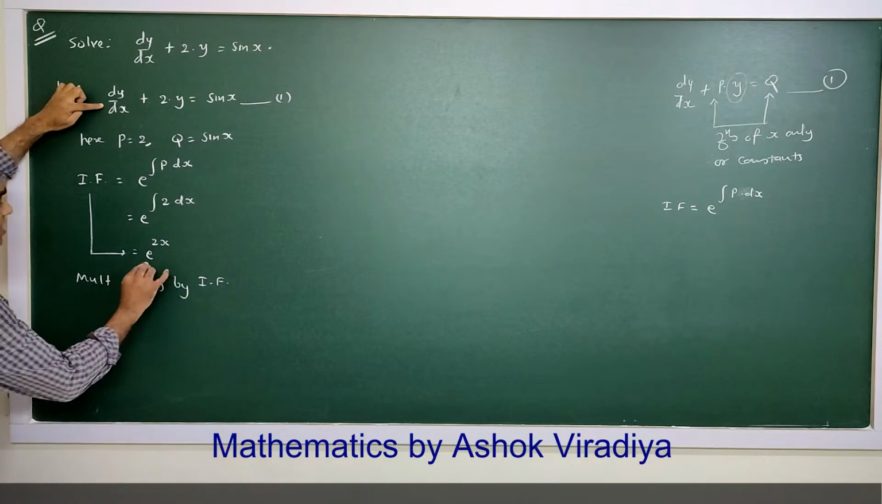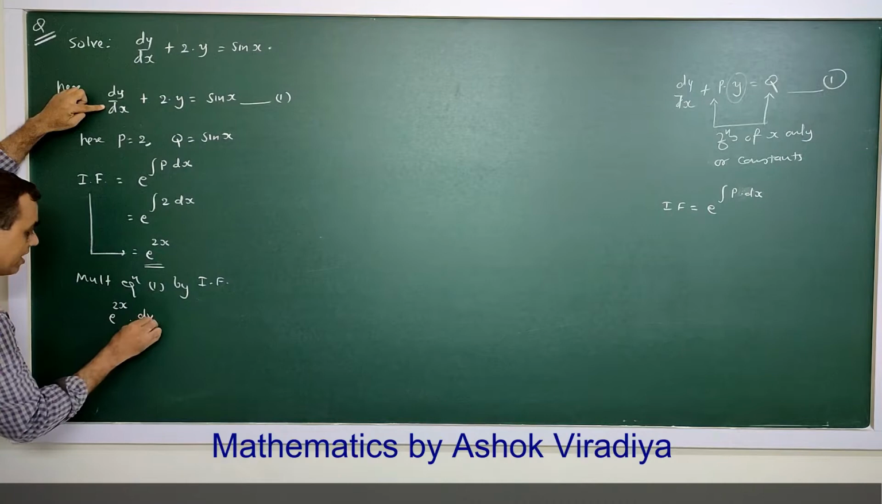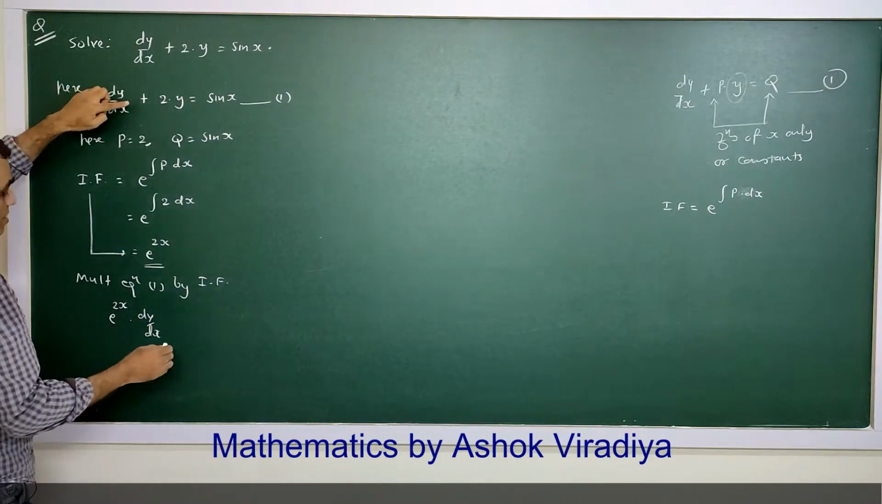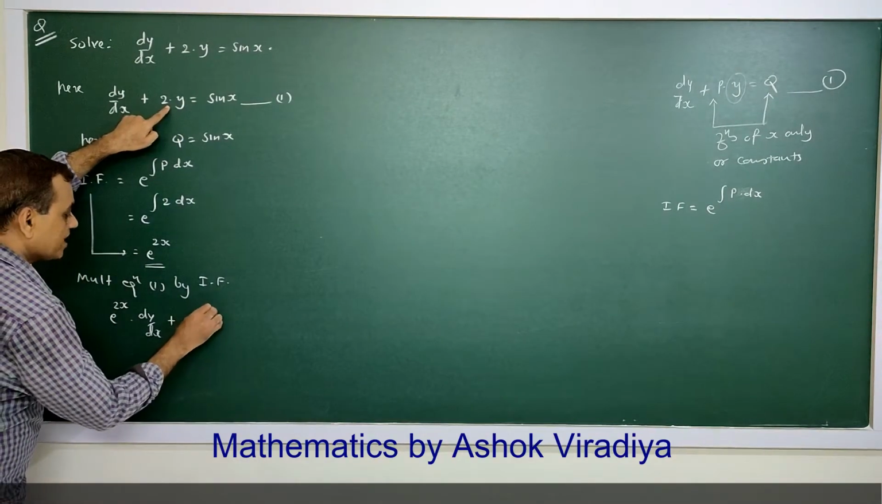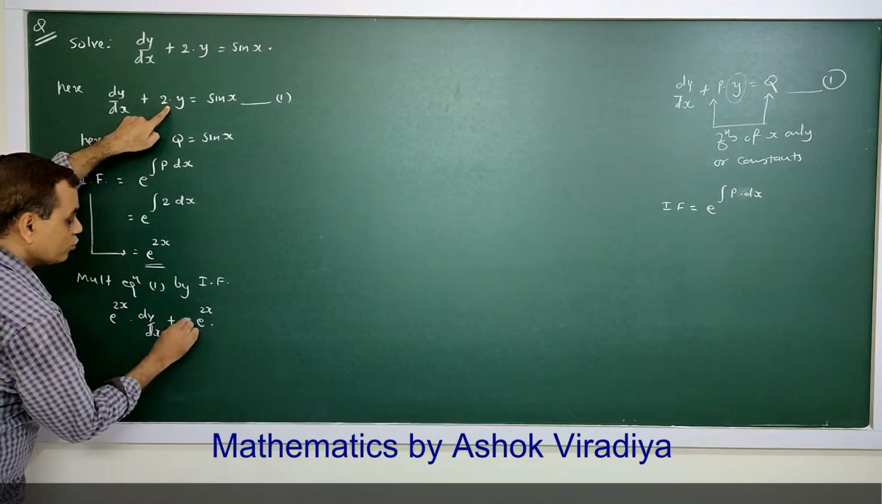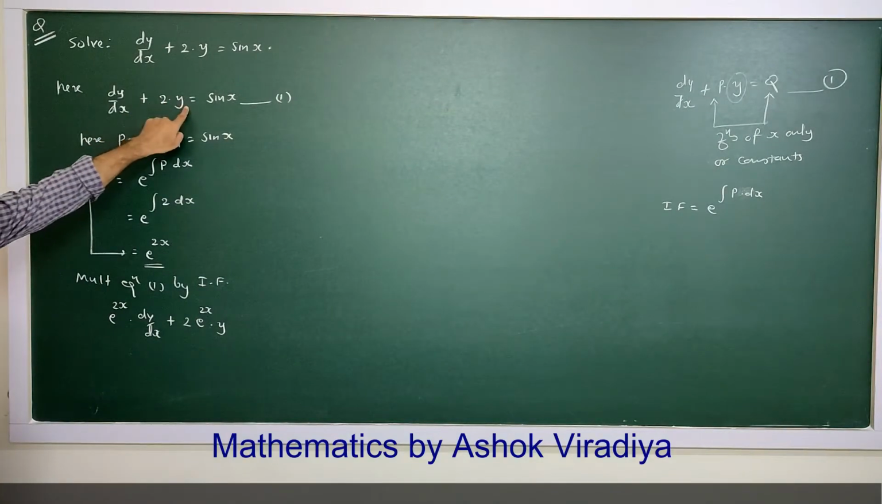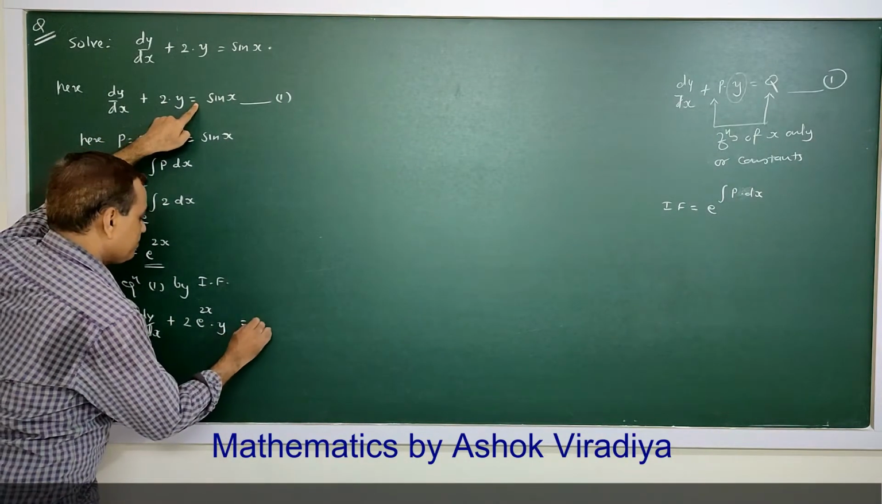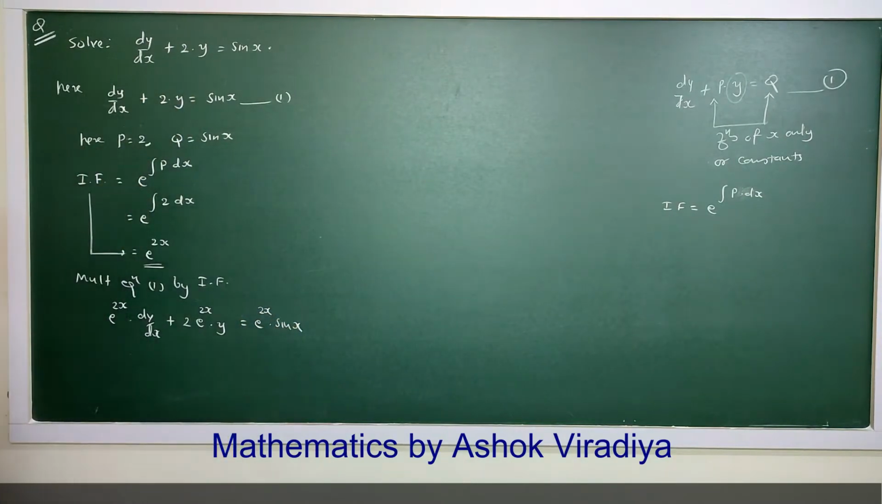So the integrating factor is e raised to 2x. So e raised to 2x into dy by dx plus e raised to 2x into 2y, equal to e raised to 2x into sin x. So equation 1 is multiplied by the integrating factor.